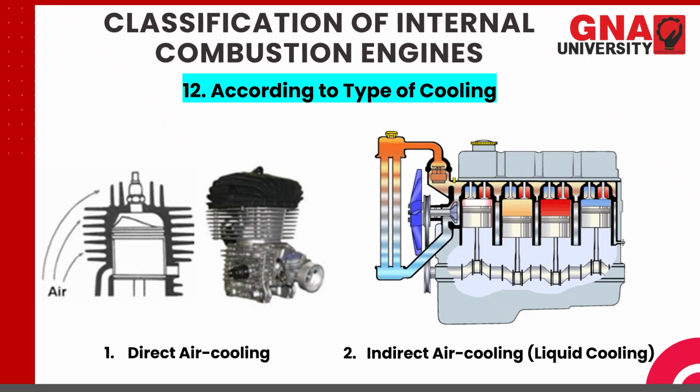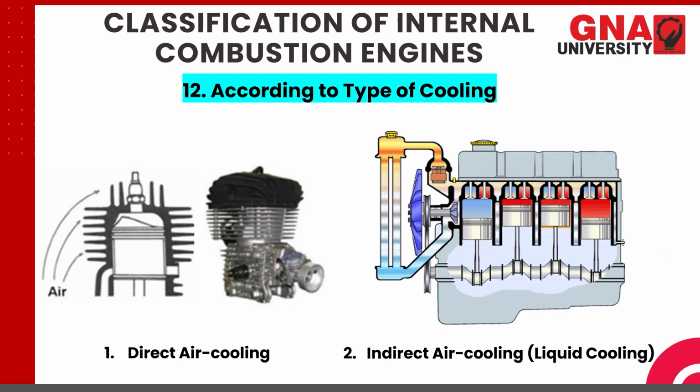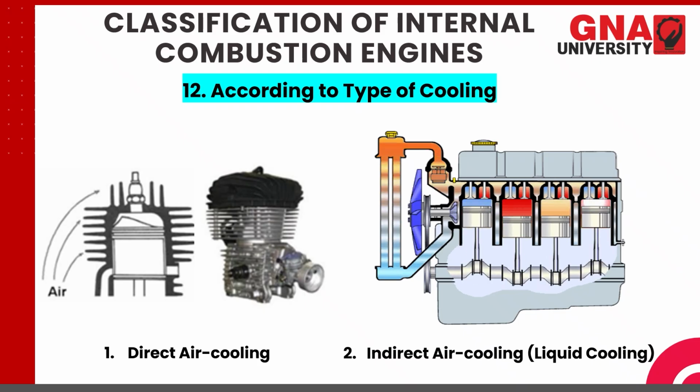The second type of cooling is indirect air cooling. In indirect air cooling, a liquid coolant is used. This liquid coolant takes the heat from the cylinder and brings it to the radiator. In the radiator, the coolant is dropped dropwise, and as it comes down, it is cooled by the fan, which is powered through the crankshaft. You can see this crankshaft with the pulley powering this fan, and this fan allows the air to move through the radiator and take away the heat from here.